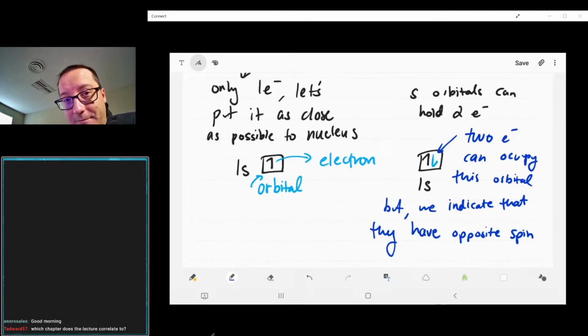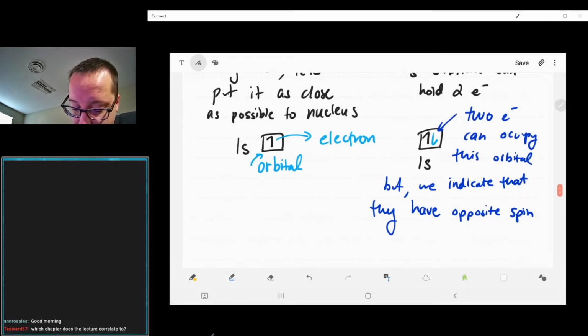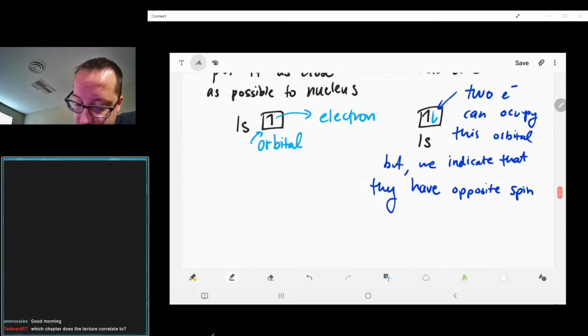Alrighty. Let's look at lithium now. Lithium is 3 electrons.